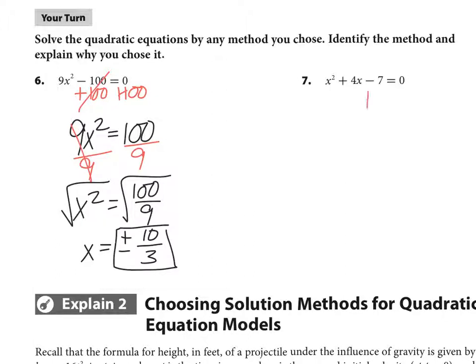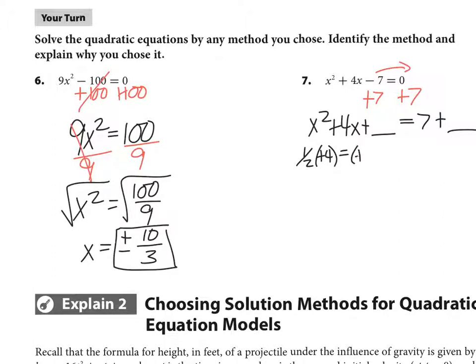So the first thing I'm going to do is I've got to add 7. Remember, we always have to move that over. So we get x squared plus 4x plus something equals 7 plus something. That's our c. So how do we get that? Remember, you take half of the middle term. That's a positive 2. And then we square that, which is 4. So that becomes our c. Hopefully this is looking familiar to you.